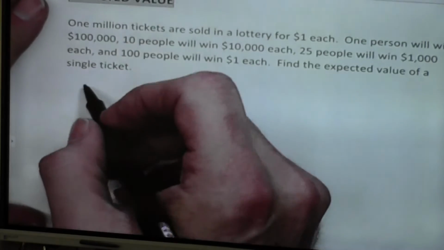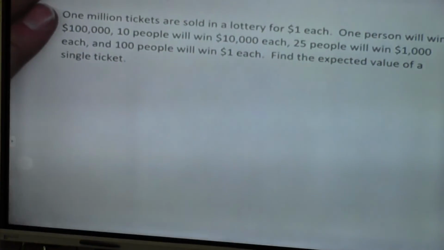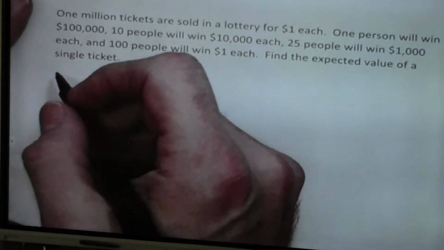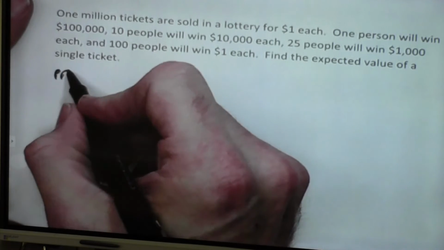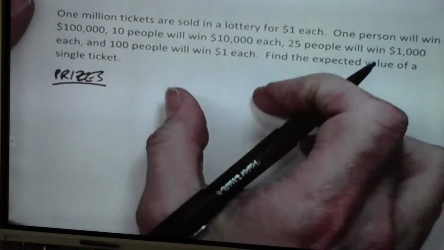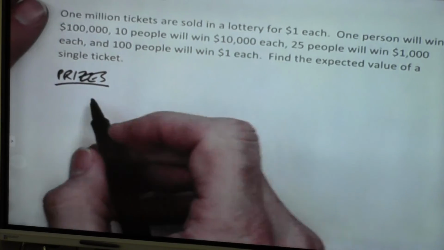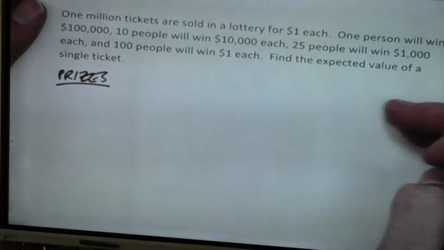So here's what I'm going to do. Follow along and write it the way I do, so you have a framework for a way to think about this kind of problem. I am going to write prizes here, and I'm going to keep it small because I'm going to end up with essentially 4 columns.